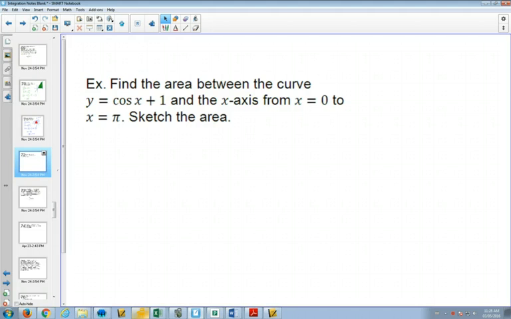So here's one, again, that's going to be all positive. I want you to draw the sketch and then calculate the area. I'll put the answer up in a bit.